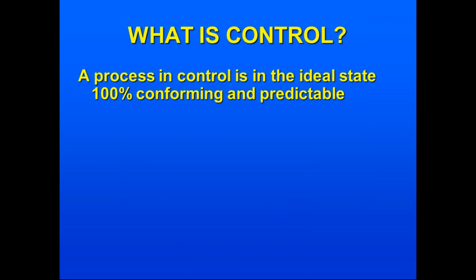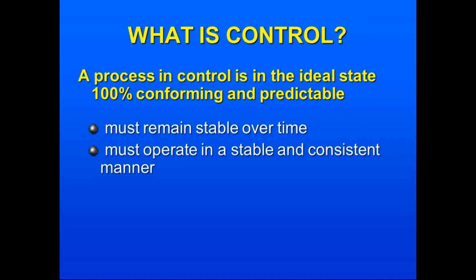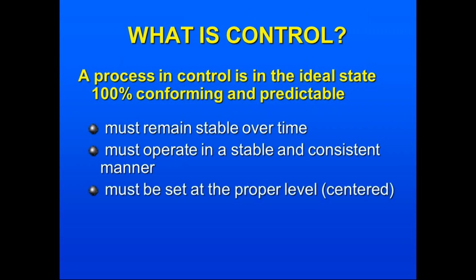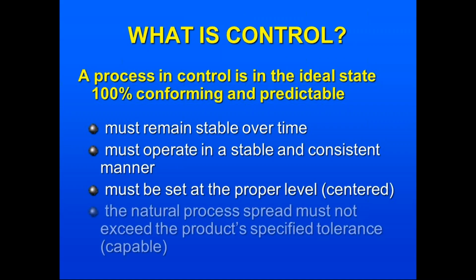So what is in control? A process in control is in the ideal state of 100% conforming and predictable. It must remain stable over time. It must operate in a stable and consistent manner. It must be set at the proper level, somewhere within the specification. And the natural process spread must not exceed the product specified tolerance, which is a very verbose way of saying it must be capable.